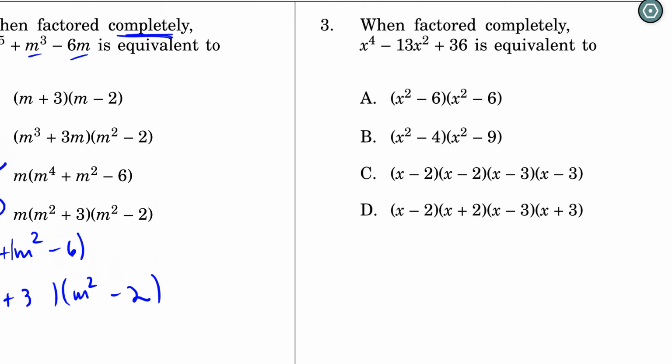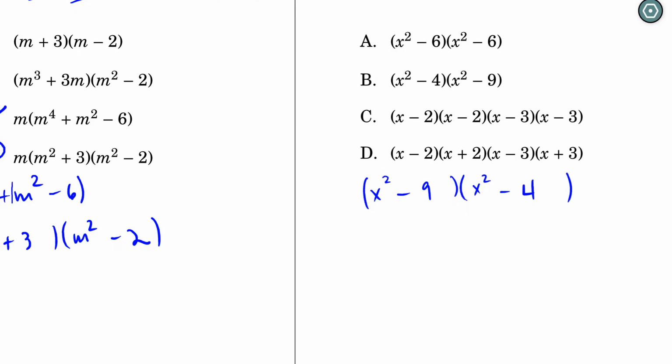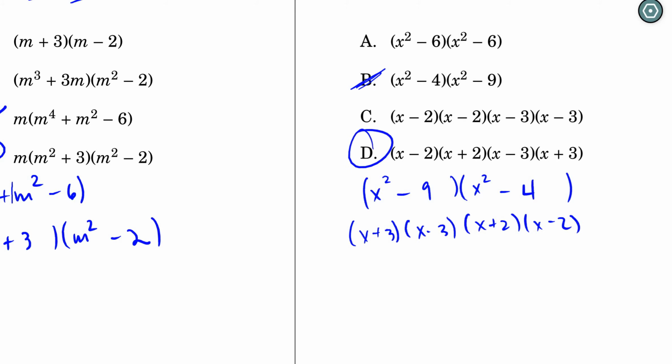All right, let's look at 3. 3 is similar to 1, just without the GCF first step. So we have to say, well, what multiplies by itself to make x to the fourth is x squared. Then we have to say what multiplies to make positive 36, but adds to make negative 13. Well, that's negative 4 and negative 9. Again, that's a choice, but not my answer, because I can still factor this to x plus 3, x minus 3, x plus 2, x minus 2. The order in which you put all the terms doesn't matter.